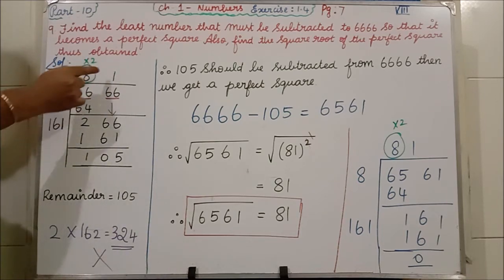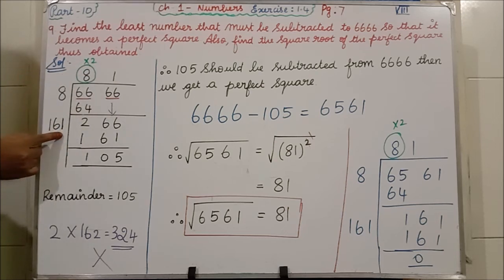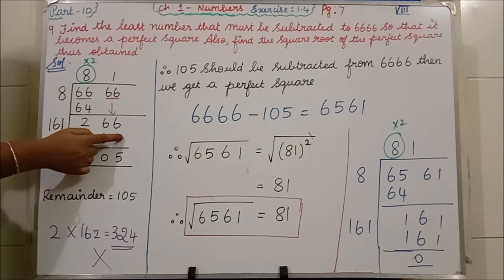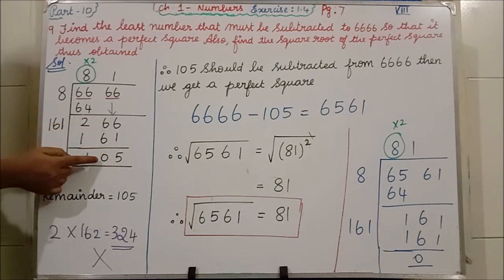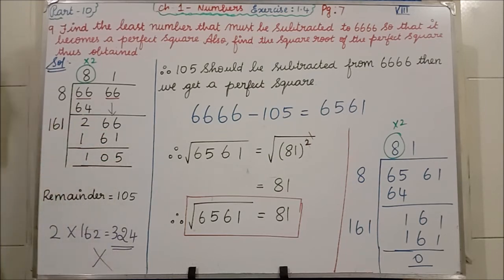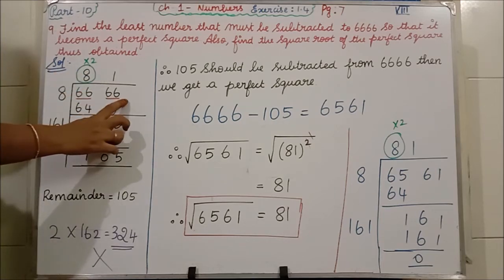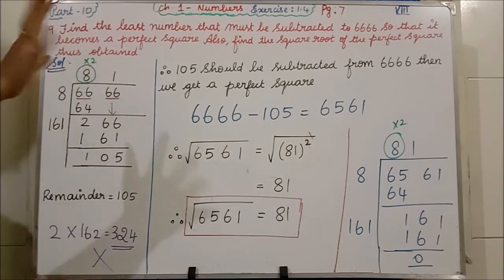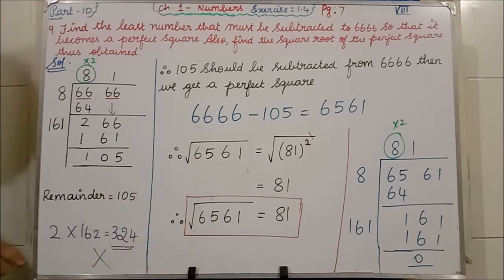Here also 1. So 1 into 161 is 105. After subtracting, 6 minus 1 is 5, 6 minus 6 is 0, 2 minus 1 is 1. Okay. Afterwards, do you have any number here? We don't have any number. So we have to stop this. We have to stop the long division.